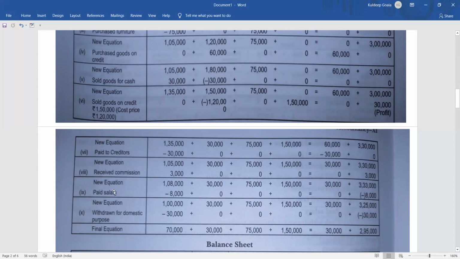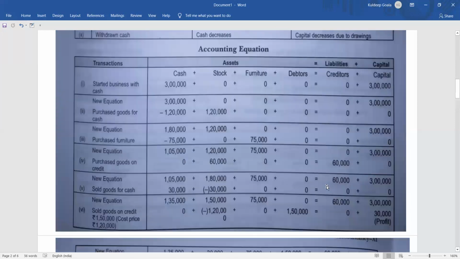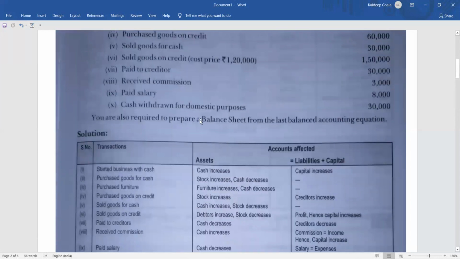And so the new equation will appear as 1,08,000 in case of cash, 30,000 in case of stock, 75,000 in case of furniture, 1,50,000 in case of debtors, 30,000 in case of creditors, and 3,33,000 in case of capital. Now coming to the next one.